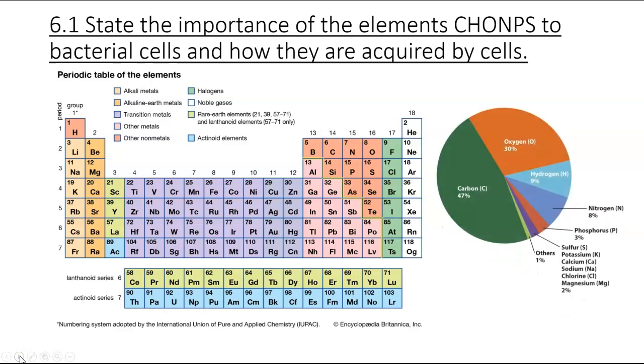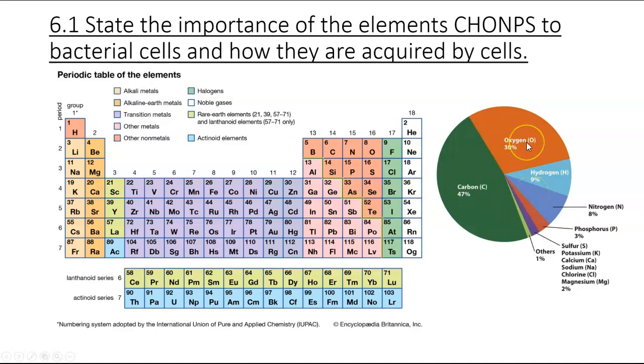First learning outcome I have is state the importance of the elements CHONPS, chomps, to bacterial cells and how they are acquired by cells. And so here's the periodic table of elements. If you look at this pie chart, it's showing you that if you take bacteria and analyze it, it's going to be 47%, or almost half, carbon. Another third is going to be oxygen, there's hydrogen, and there's your nitrogen, phosphorus, and sulfur, and then some other things. But the primary elements are shown here.